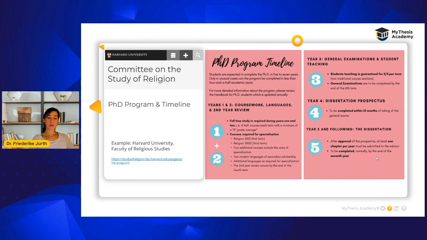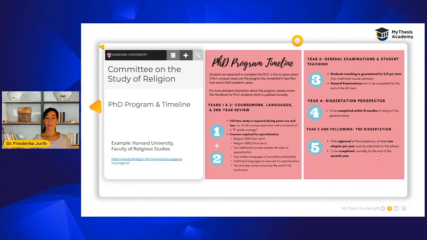Then they also require languages. So here you have to attend courses in modern languages, for example, and an additional language as required for the specialization. It is finished with the second year review by the end of the 4th term.